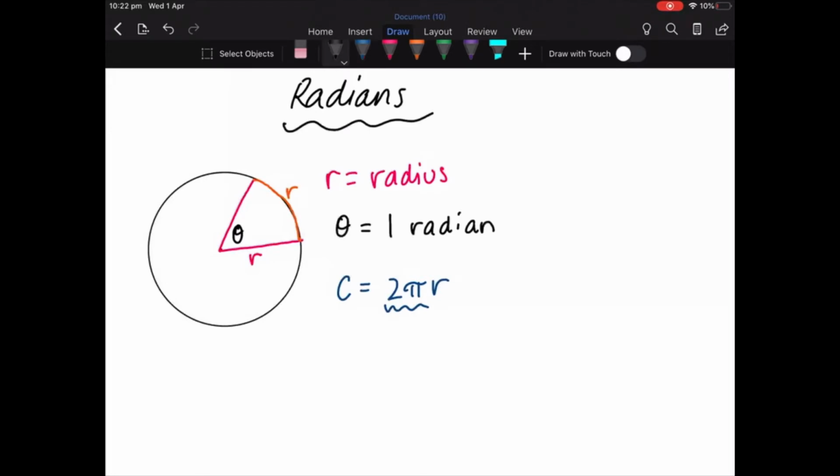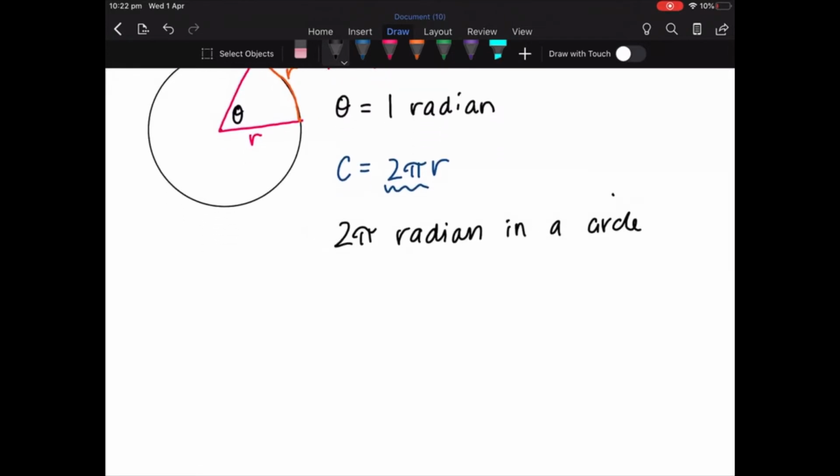So that means that there are 2 pi radians in a circle. And we know a circle is 360 degrees, so therefore we know that 2 pi radians is equal to 360 degrees, which I'll write the word as well.